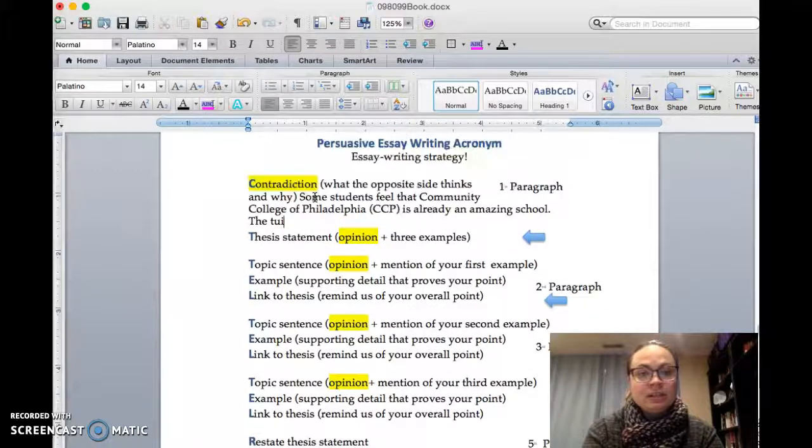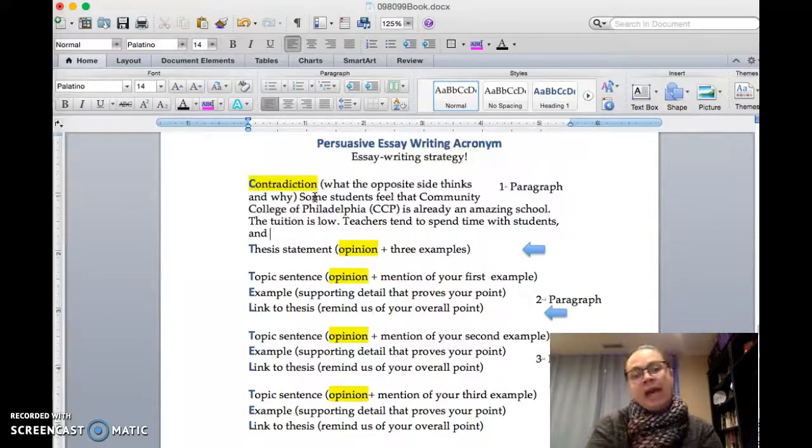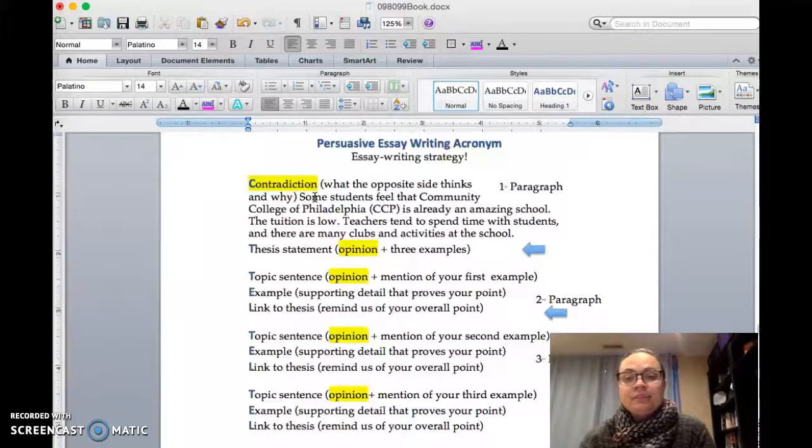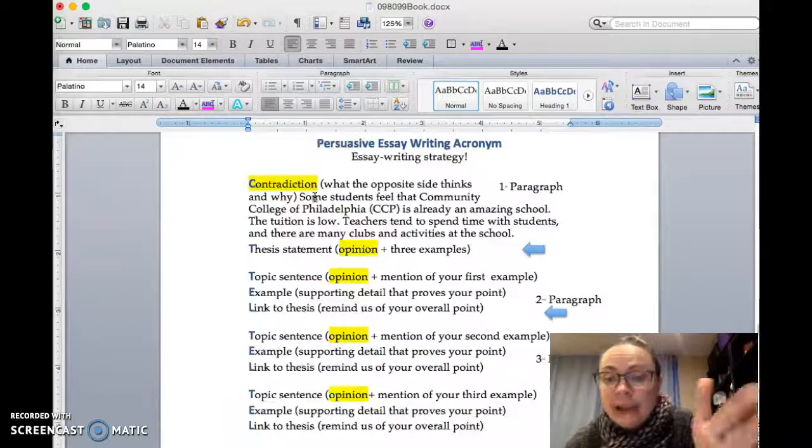The tuition is low, right? Teachers tend to spend time with students, and there are many clubs and activities at this school. Okay. So we've given the reason why some people might like CCP. Then what you're going to do, you're headed towards your thesis statement, right? And you can expand on this if you want.